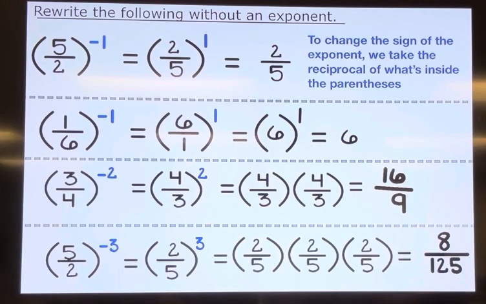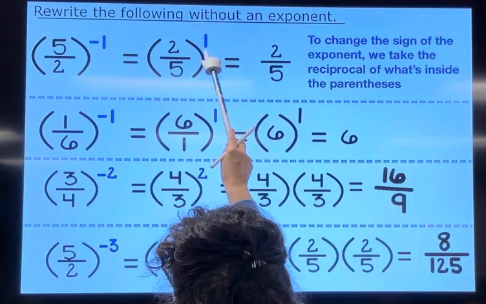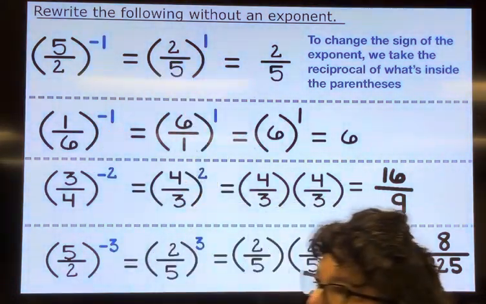So the main idea is you can turn this negative exponent into a positive exponent by taking the reciprocal of the inside.